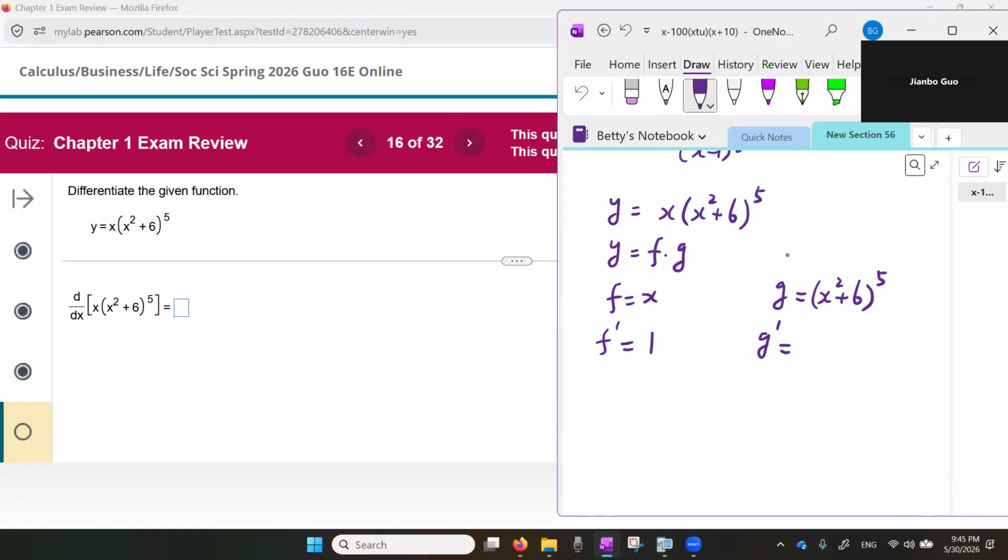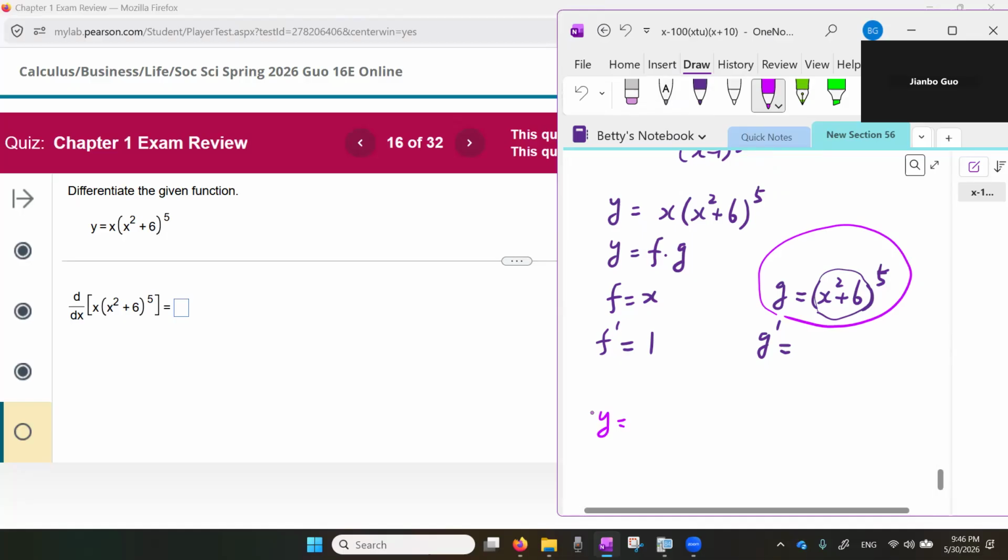Yeah, we have to use the chain rule here, okay? How do we find the chain rule? The outside function is a power function, u to the power 5. Let me use a different color. Let's only focus on this part. Let y be u to the fifth, and u is the base, x squared plus 6.